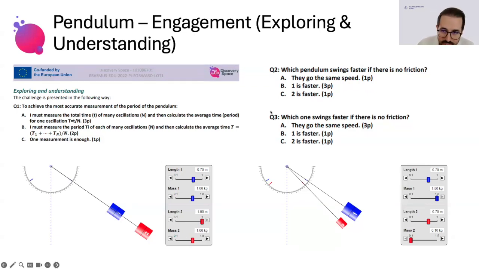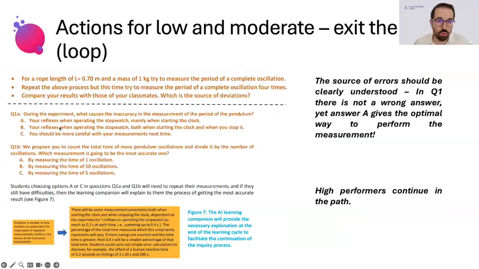So accordingly, we try to somehow ask the students to make some hypotheses. And here we have 2 different pendula with different masses and the same rope length. And we say, okay, which is faster if there is no friction? And then we will, of course, change the length of the rope and the mass. And we will say again, okay, which one is faster? But the students who have failed to answer here and give this 3-point answer will get into the loop.